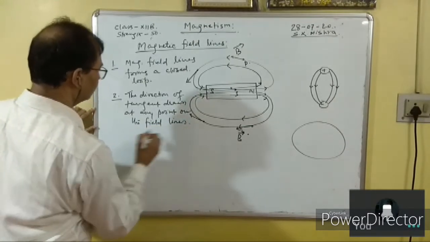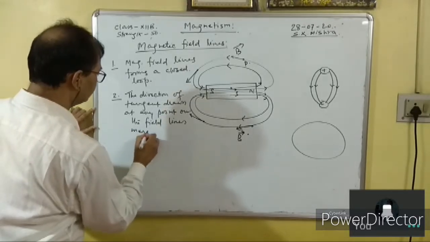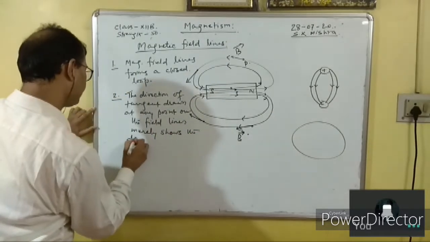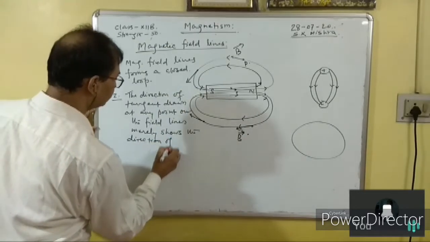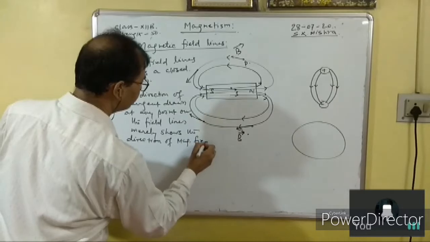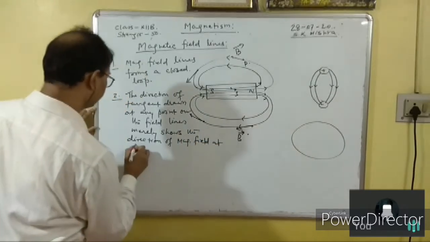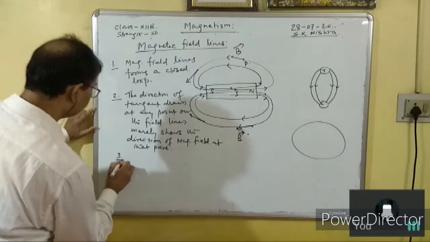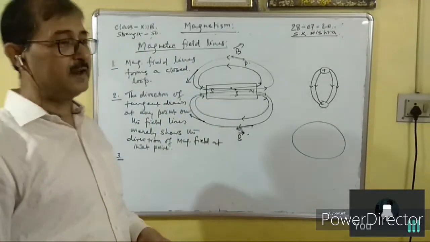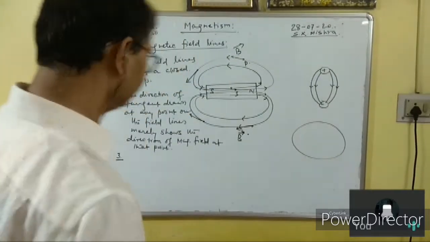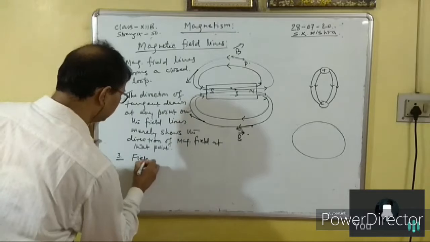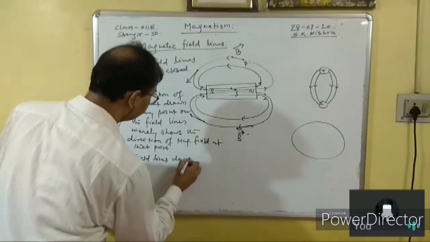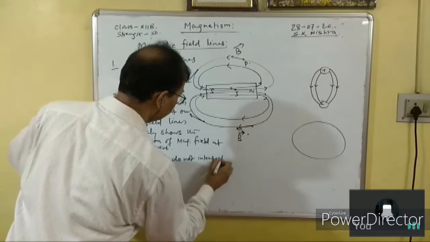The direction of tangent drawn at any point on the field lines merely shows the direction of magnetic field at that point.